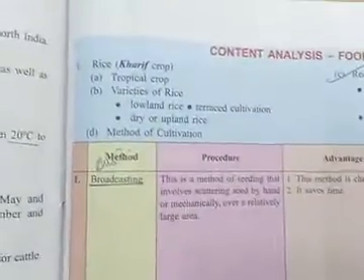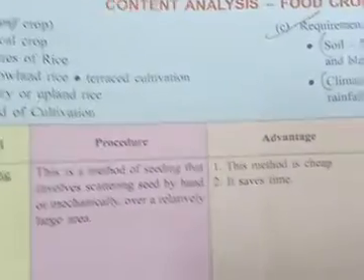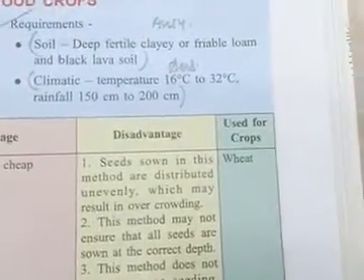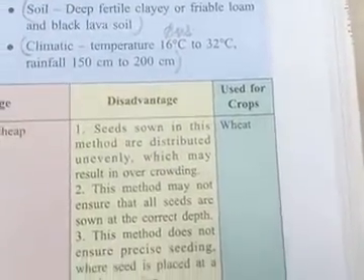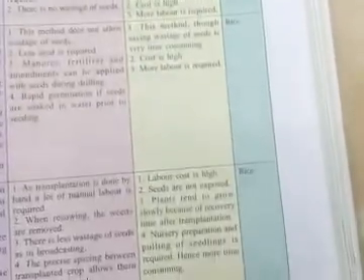What is left, we will be doing in the table which is given down there, like method, procedure, advantages and disadvantages, including uses of crops. So this is about wheat, all these things. Then we will read about rice again, and finally the whole chapter.